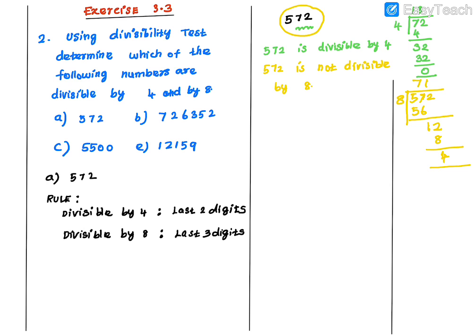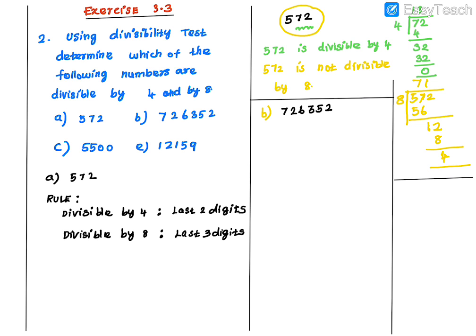Then let us move to the next problem, which is 7,26,352. First we have to check the divisibility by 4.